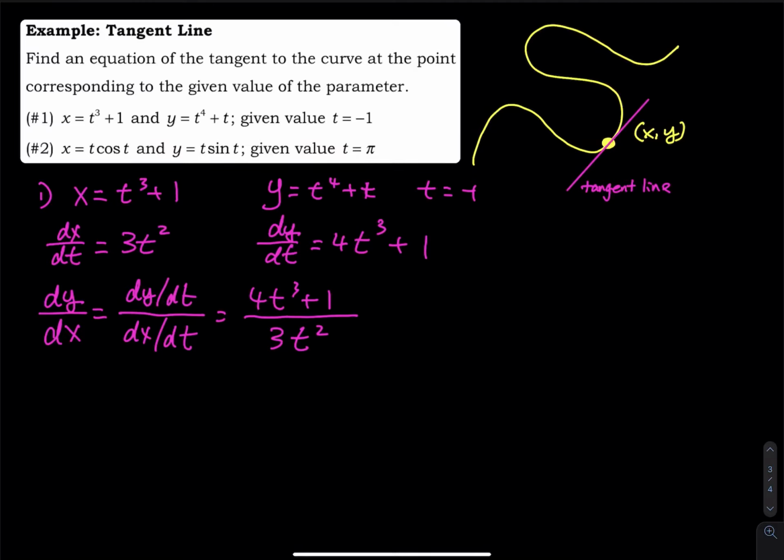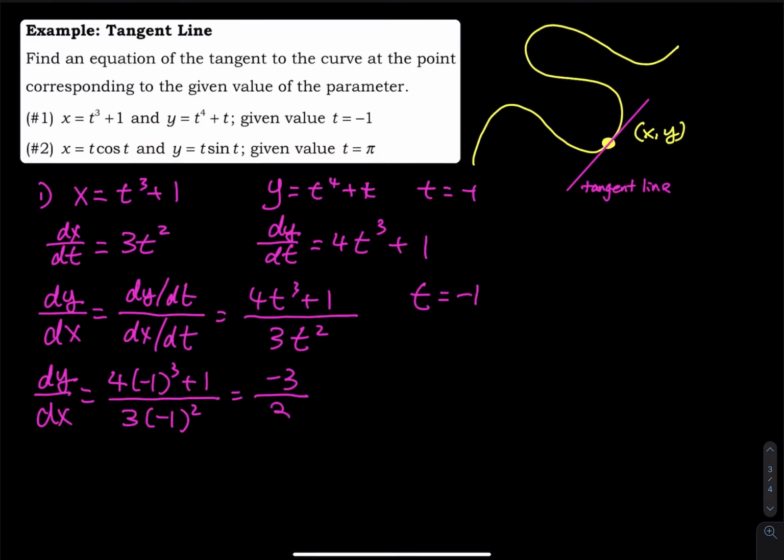Okay, so here they gave you that t equals -1, right? So what's the slope? We have dy/dx. The slope equals 4 times -1 to the third plus 1 divided by 3 times -1 squared. So the top is -4 plus 1, the bottom is 3, so -1 is my slope.